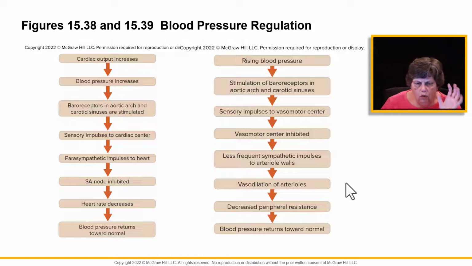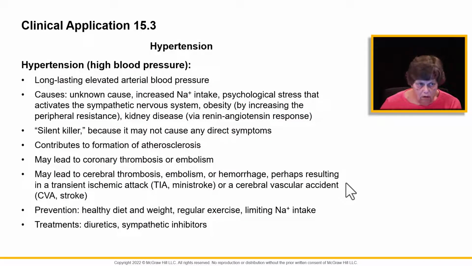So there's a whole line of things that regulate blood pressure, and just be aware, it depends on what is going on. One of the things that a lot of people have is hypertension. This is basically long-lasting elevated pressure. There are many different causes. You can see and look at them: psychological stress, obesity, kidney disease, increased sodium intake, and so on. It can be a silent killer. There are no symptoms of hypertension.